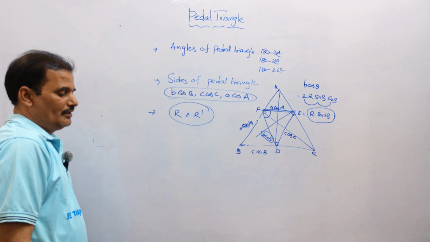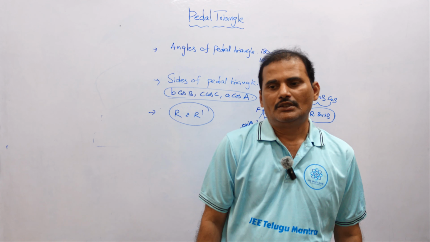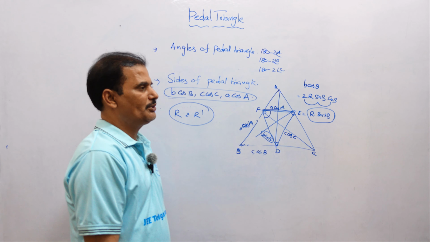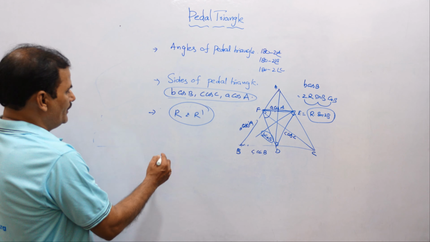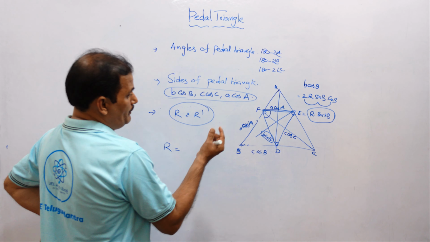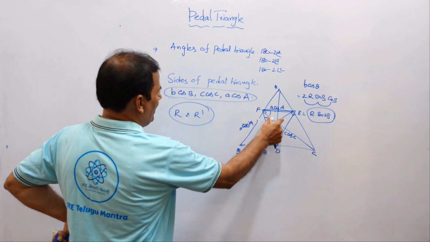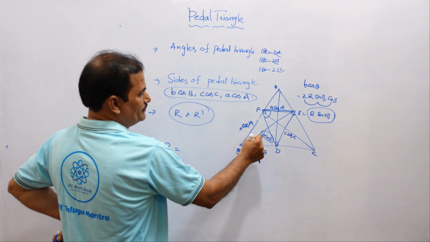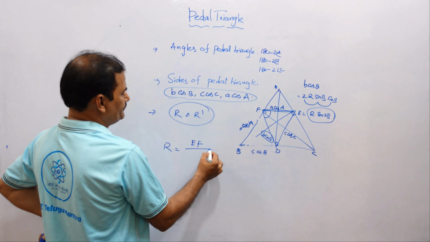Circumradius. We know the sin rule, A by sin A is equal to 2R. Sin rule is A by sin A is equal to 2R, B by sin B is equal to 2R, C by sin C is equal to 2R. Now R is equal to A by sin A. A by sin A is normal triangle. But in this pedal triangle, the side you take as EF. This is EF. For side by A by sin A, and A by sin A, opposite angle.